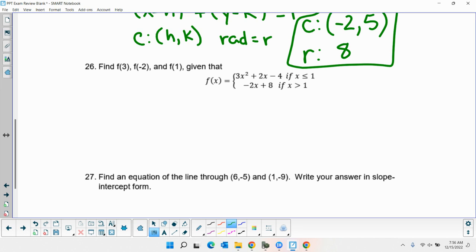All right. This is one of those piecewise functions. I couldn't remember the name for a second there. All right. So we're doing f of 3. So what piece does it fit in? Does it fit in the top piece? Is it less or equal to 1? Or does it fit in the bottom piece? Is 3 greater than 1? Which one does 3 fit? Greater than 1, right? The bottom one.